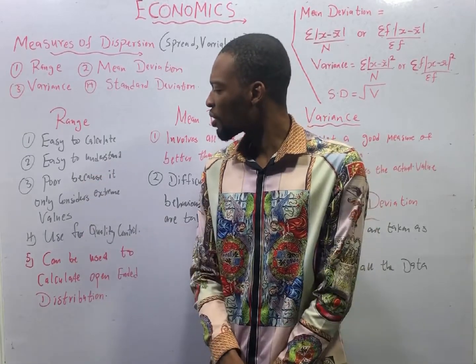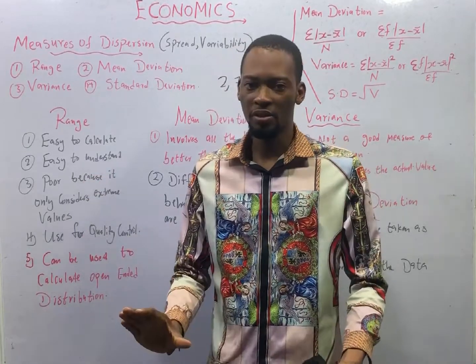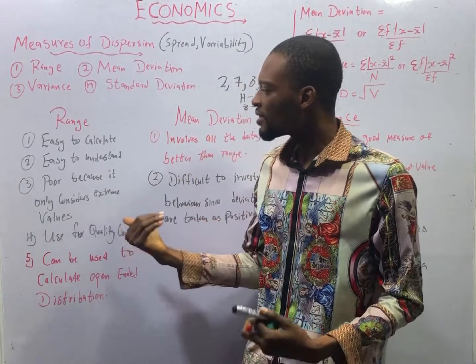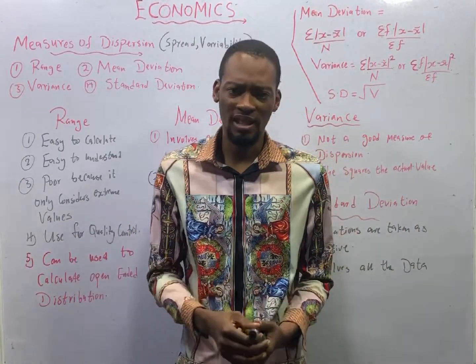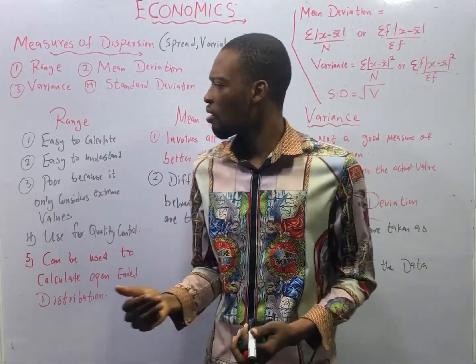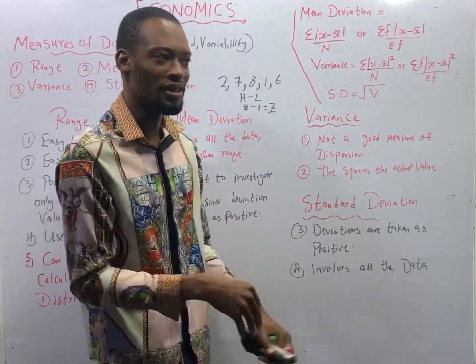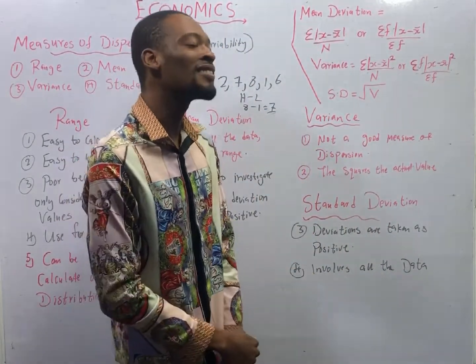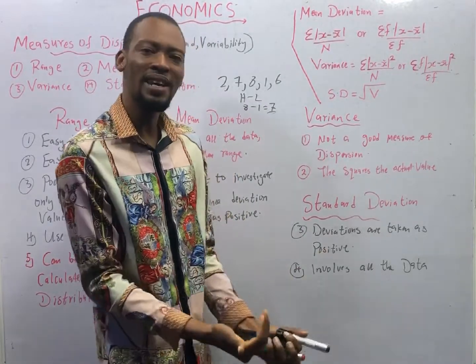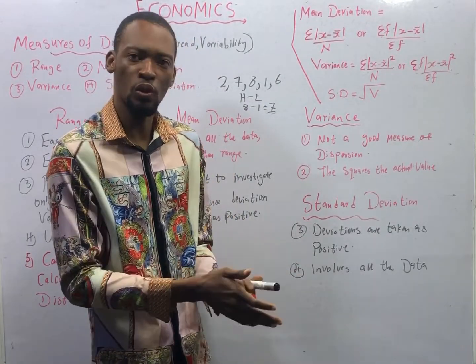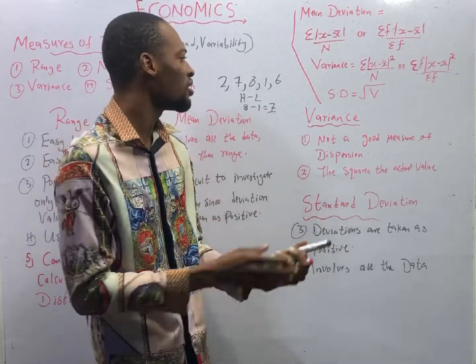It is poor because it only considers extreme values. Although range is easy to calculate, easy to understand, it is a poor measure of dispersion in the sense that if you are given numbers like 1, 2, 6, 7, 19, 100, 1000, the biggest is 1000, the smallest is 1, meaning 1000 minus 1 is your range.